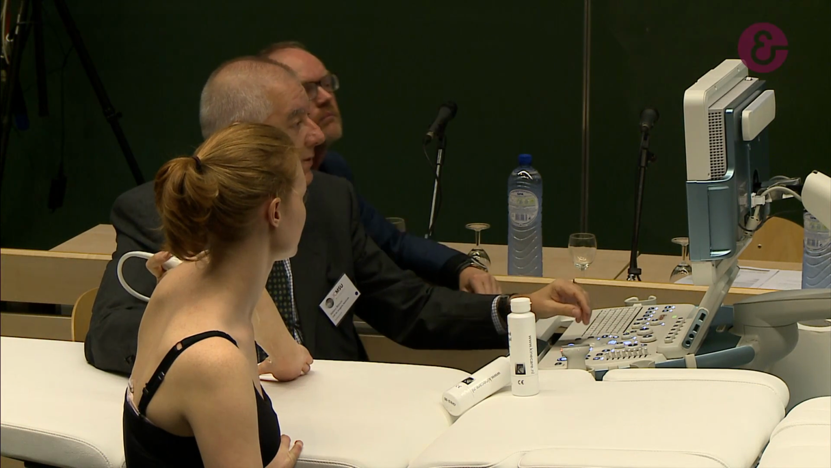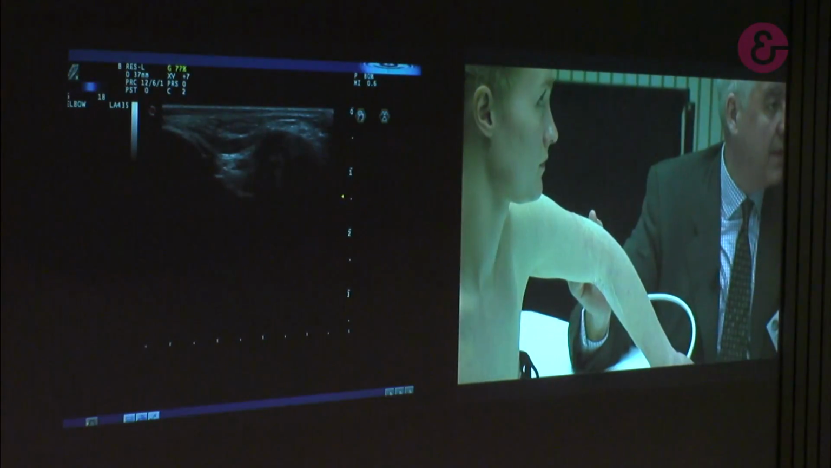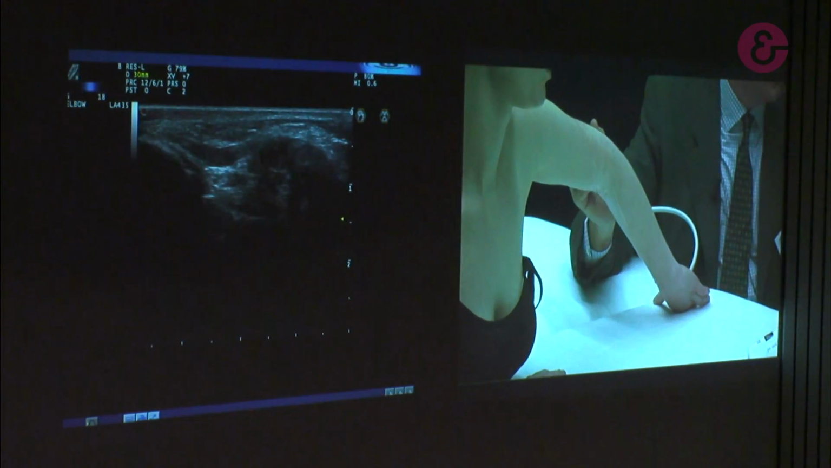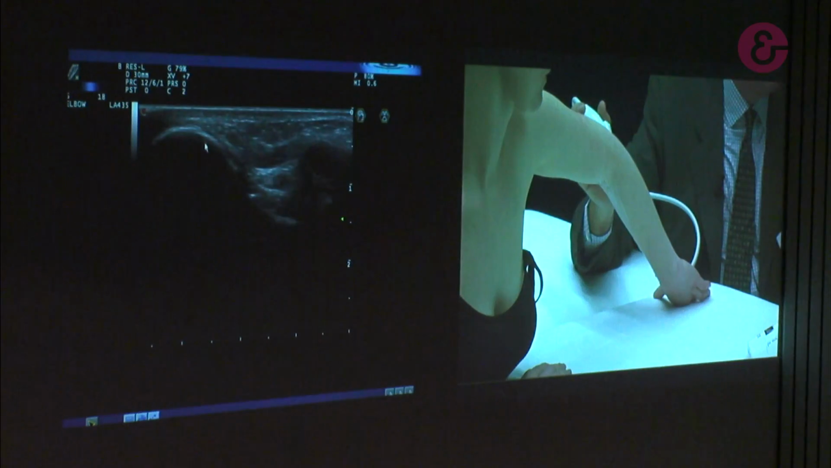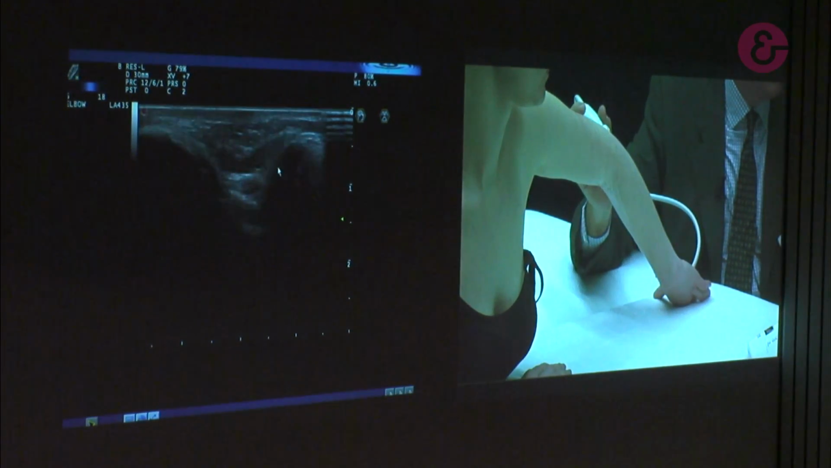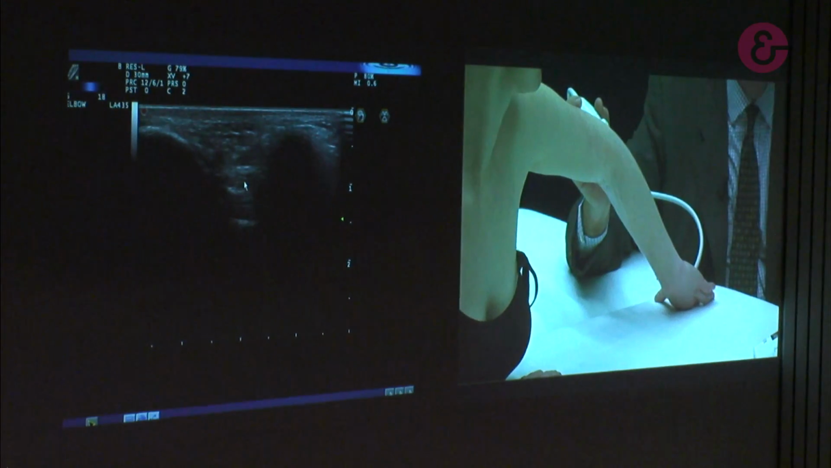So once again, I start at the level of the elbow. We have to zoom a little bit. Can I zoom a little bit? And you can find the olecranon on the left and the epitrochlea on the right. And the ulnar nerve is located just between, inside the tunnel, the cubital tunnel.